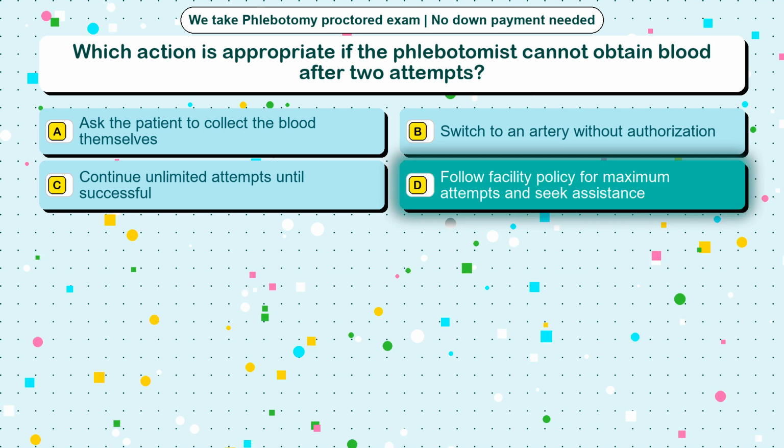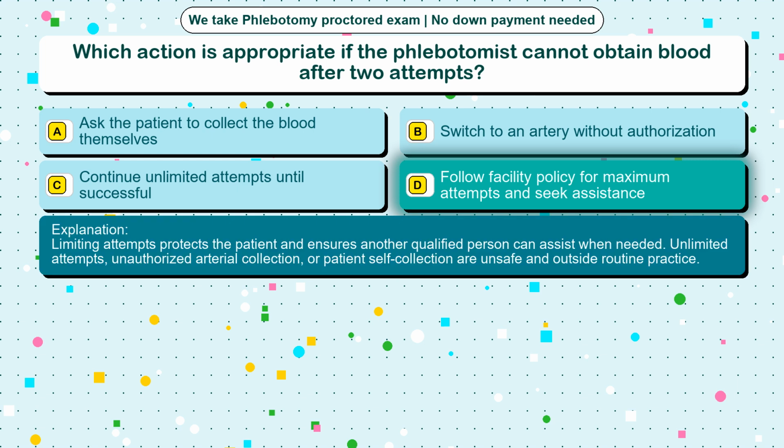The correct answer is option D. Follow facility policy for maximum attempts and seek assistance. Limiting attempts protects the patient and ensures another qualified person can assist when needed. Unlimited attempts, unauthorized arterial collection, or patient self-collection are unsafe and outside routine practice.